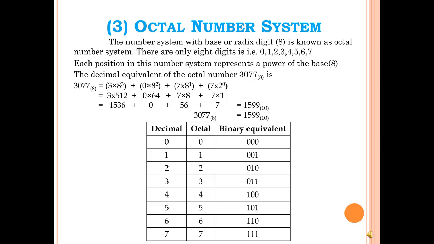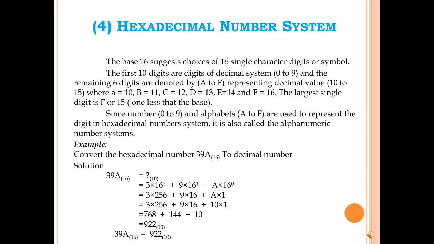Now, as for the hexadecimal number system, the base 16 suggests choices of 16 single character digits or symbols. The first 10 digits are digits of the decimal number system 0 to 9, and the remaining 6 digits are denoted by A to F, representing decimal values 10 to 15, where A is 10, B is 11, C is 12, D is 13, E is 14, and F is 15.